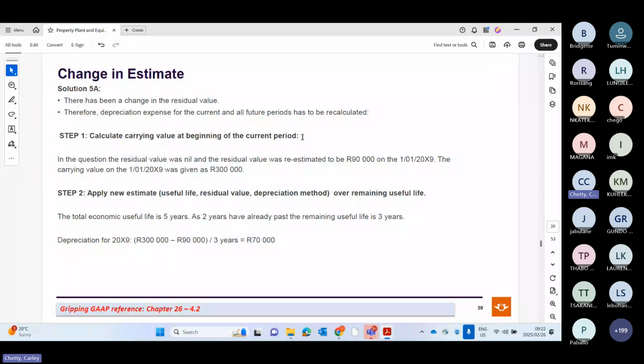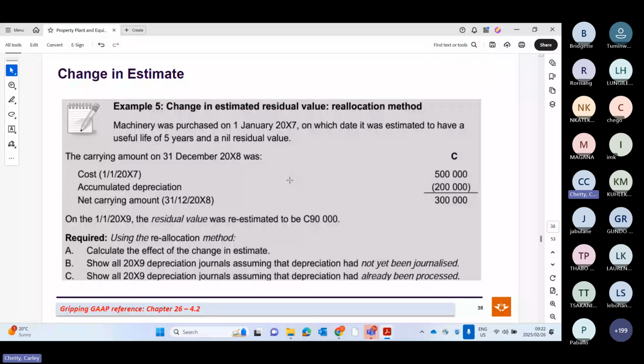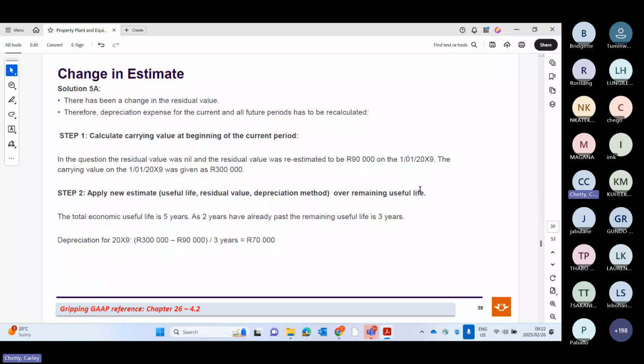The question actually gives us the carrying value. They're giving us the carrying value on 31 December 2008. This is the same as 1 Jan 2009. So the carrying value given in the scenario is 300,000. Okay, you happy? That's the carrying amount. Then we need to apply the new estimate, which is a change in residual value, over the remaining useful life.